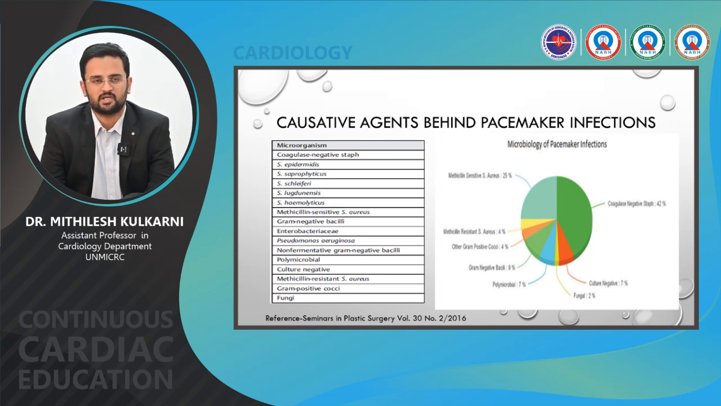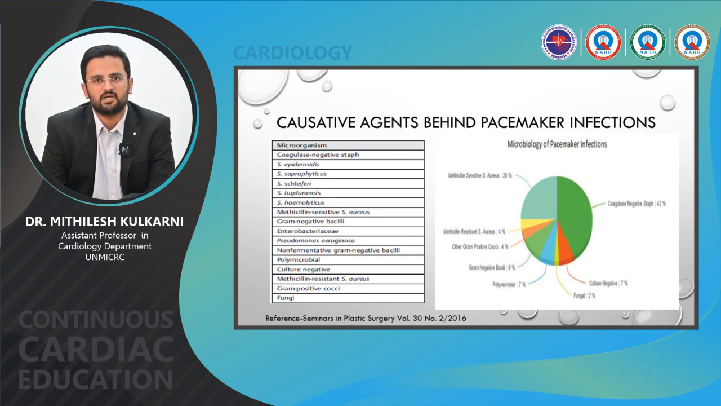As you can see in the chart, the responsible organisms are coagulase negative Staph, the Staph epidermidis, Staph saprophyticus, Staph lugdunensis, Staph hemolyticus, methicillin resistant Staph aureus, gram negative bacilli, Enterobacteriaceae, Pseudomonas aeruginosa, non-fermentative gram negative bacilli, polymicrobial, culture negative, MRSA, gram positive cocci, and fungi.